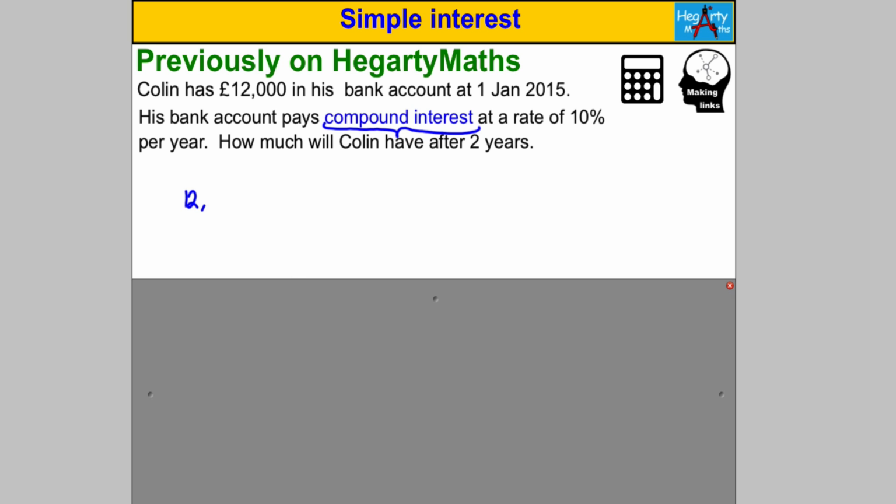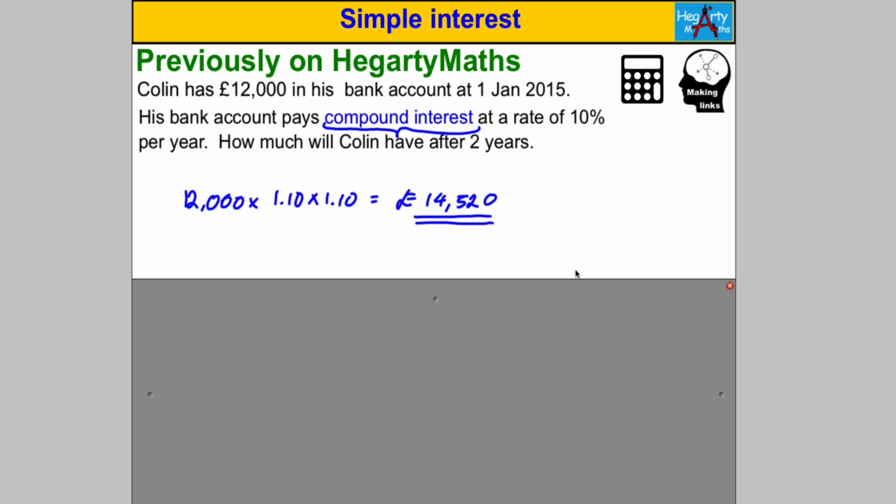All you have to do is 12,000 multiplied by 1.10 multiplied by 1.10, tap that in your calculator, and you've got yourself £14,520 at the end of 2 years.